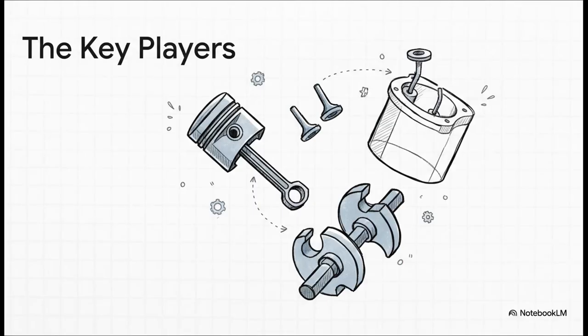Okay, before we get into the big differences, let's do a super quick roll call of the key players you'll find inside almost any engine. First up, you've got the piston. That's what gets pushed down by the force of the burning gas. It's hooked up to the connecting rod, which then links it to the crankshaft. Now, the crankshaft is the star of the show. It's what turns all that up and down motion into the spinning power that actually moves your car. And of course, you have valves, which are like the gatekeepers letting air and fuel in and exhaust out.